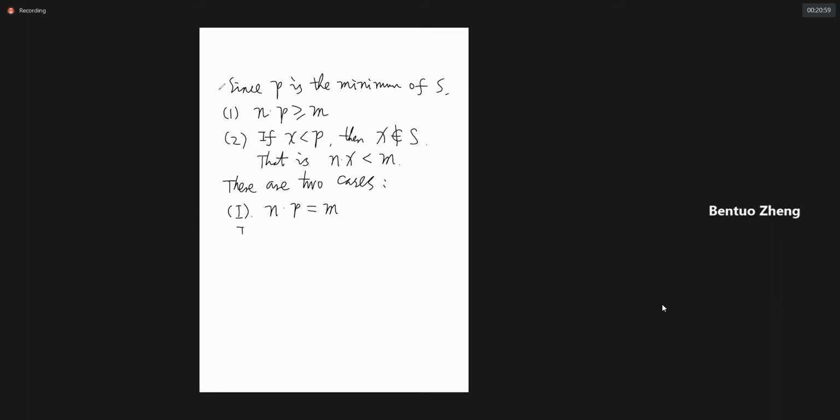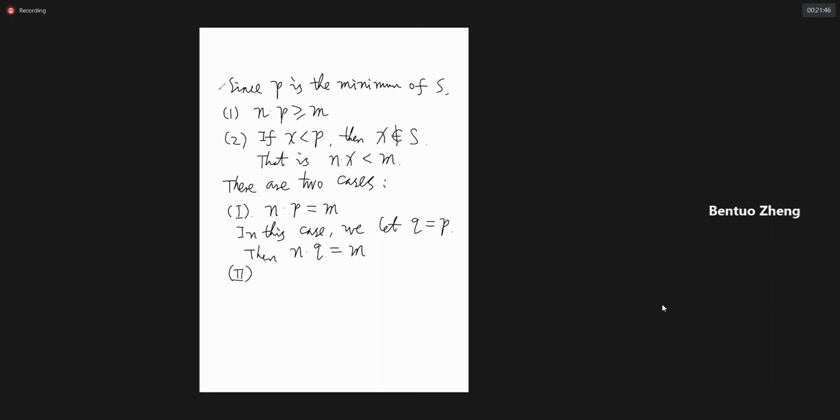So in this case, we just let Q be equal to P. Then N times Q is equal to M. So if the equality holds for property one, we just let Q be P, and we have N times Q is equal to M. This is a simple case, but the second case requires a little bit of work.